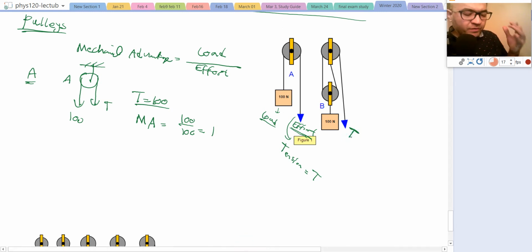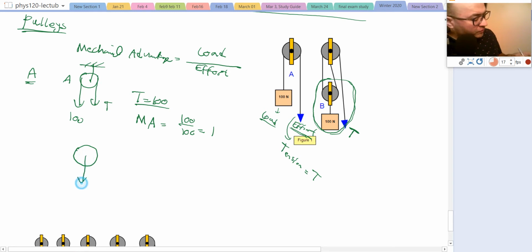It's not an advantage. Now for B, the tension on the cable, we don't know. But how can we calculate the tension? Just look at one pulley. If you look at just this pulley down here, draw the free body diagram for the pulley of B.